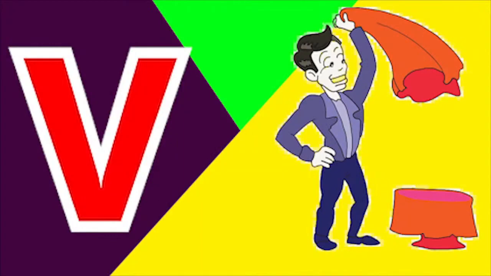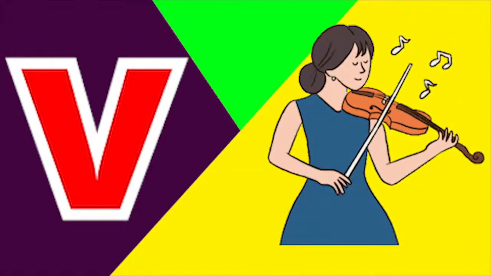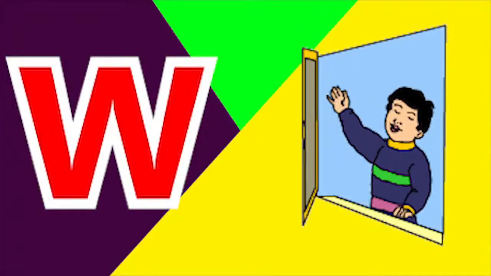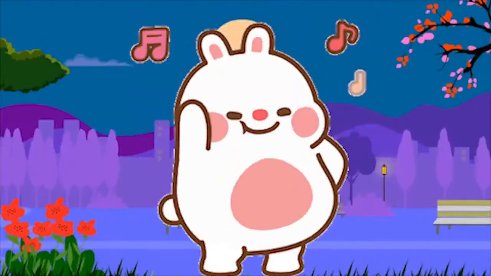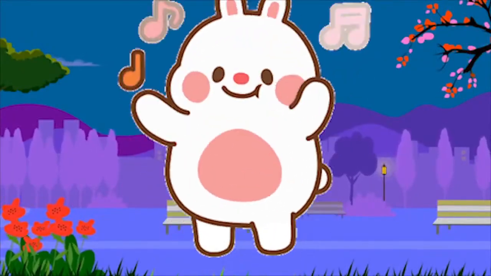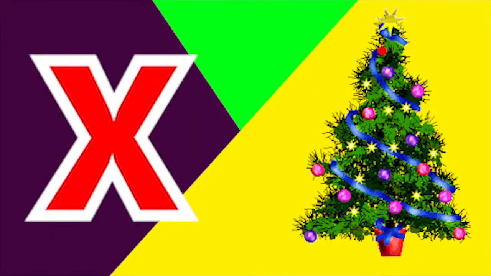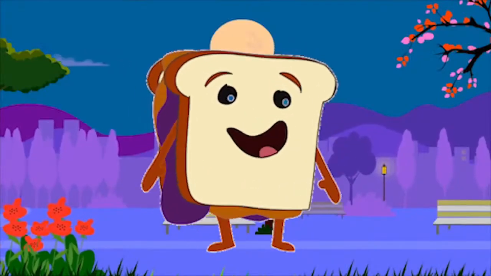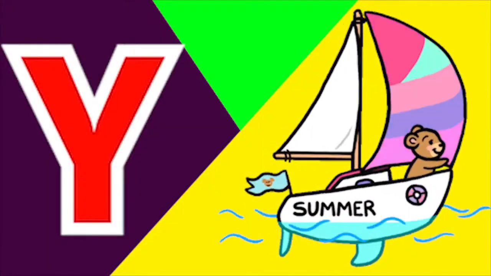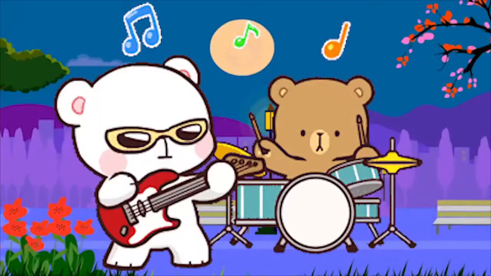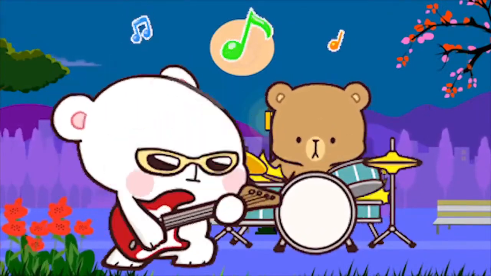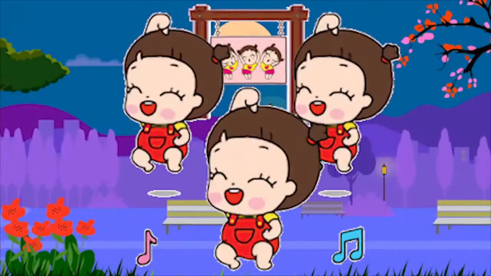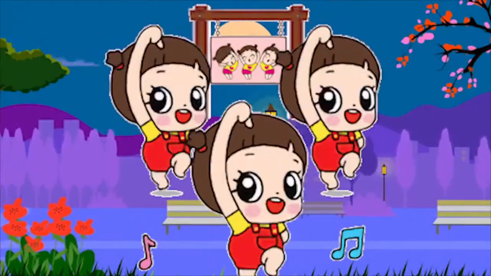V for vanish, V for violin. V, v, v. W for window and W for wheel. X for Xmas tree, X for xylophone. Y for yacht. Yeah, yeah, yeah. Z for zebra and Z for zoo. Z, z, z.